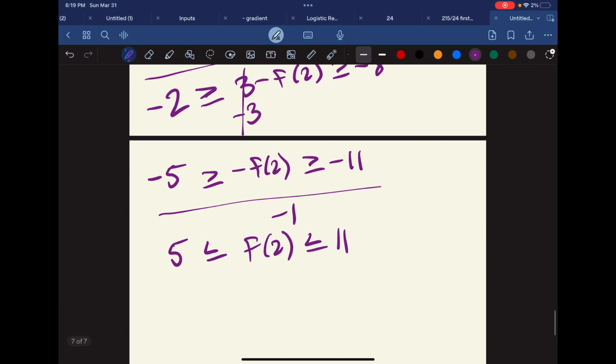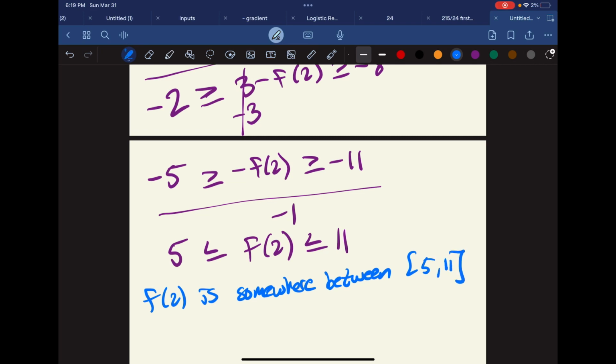So then we know f of 2 is somewhere between 5 and 11, right? And that's how we would go about solving that problem. And feel free to email me if you have any questions.